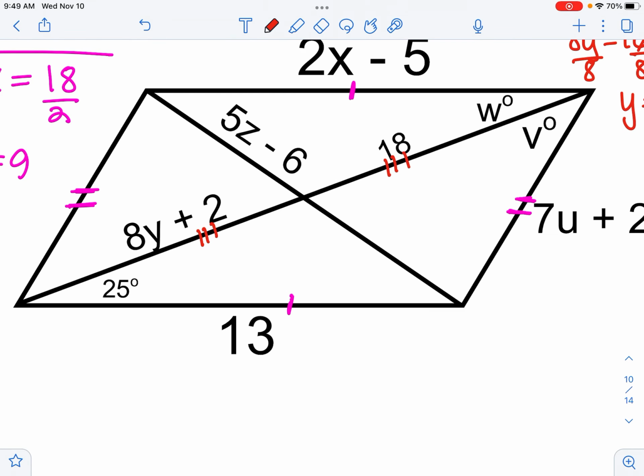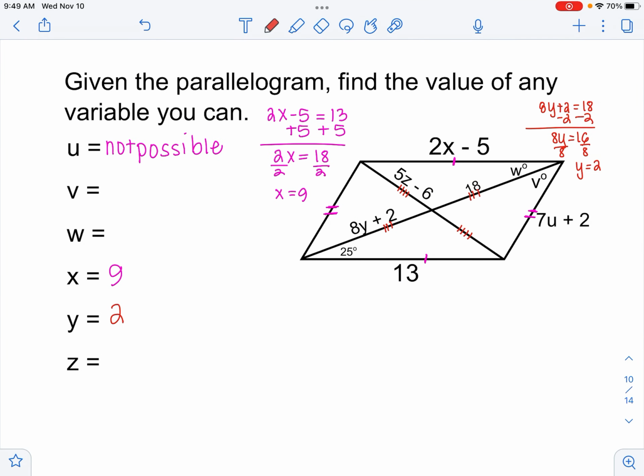Well, diagonals bisect each other, so this piece, I'm going to use 4 tick marks, is congruent to this piece right here. But I say, okay, well, I can set 7z minus 6 equal to this, but that's blank. So let's see if there's any z's anywhere else. There aren't. So that means that I can't find z. Z is not possible.